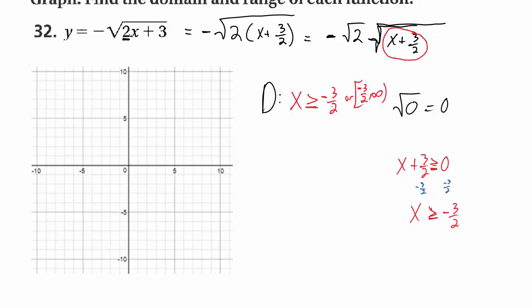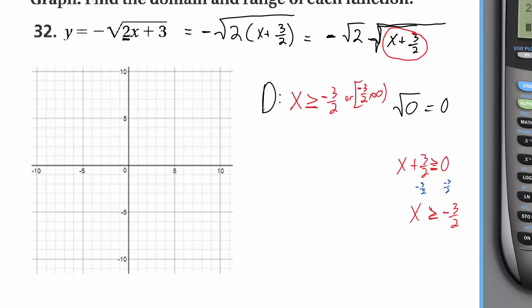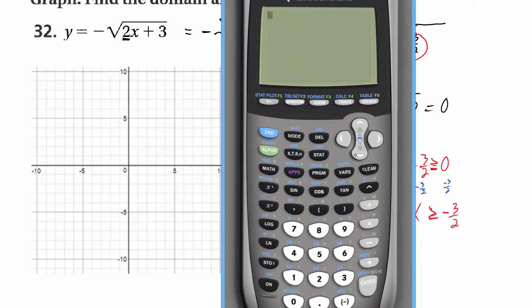Now, if you want to get the range, again, it helps to graph this thing. If you have trouble picturing the graph, feel free to use your graphing calculator to give you an idea. Let's just put the original function into there. So I'm going to put the negative square root of 2x plus 3, and I'm going to just graph that in the standard window. And I know that normally I wouldn't have a range of negatives, but what makes you have a negative range is the fact that it's reflected across the x-axis.